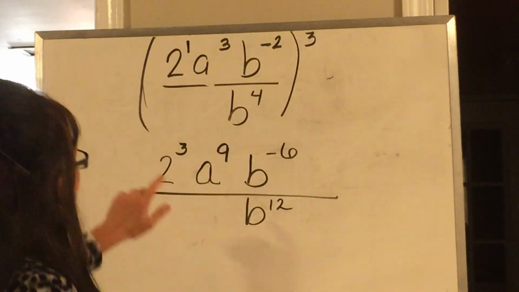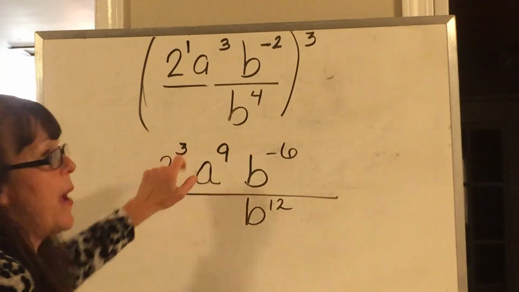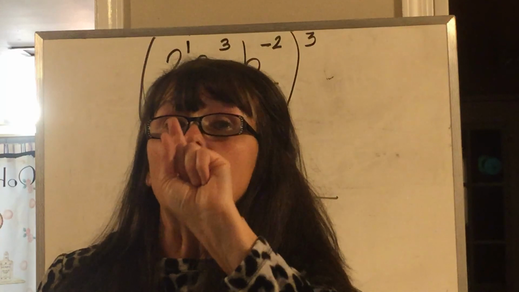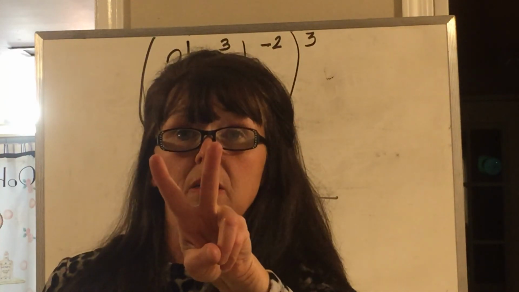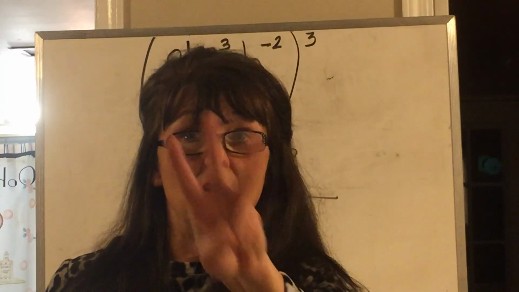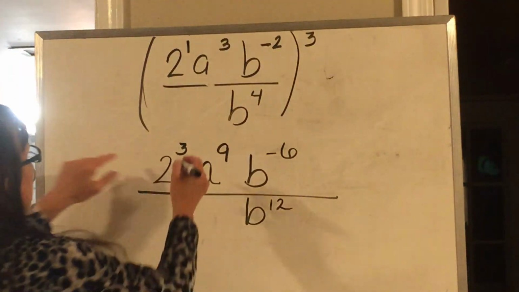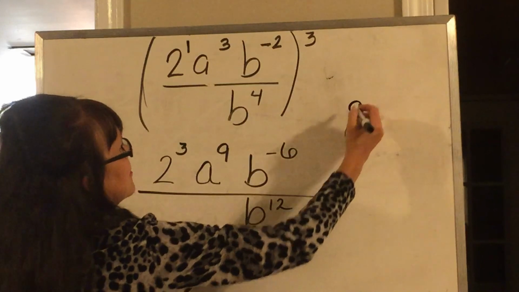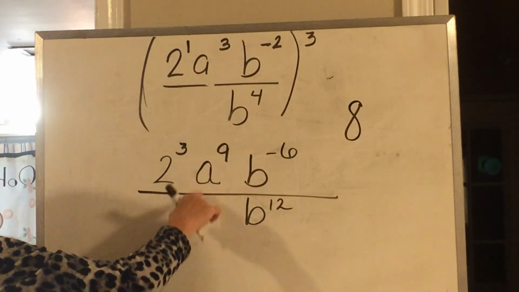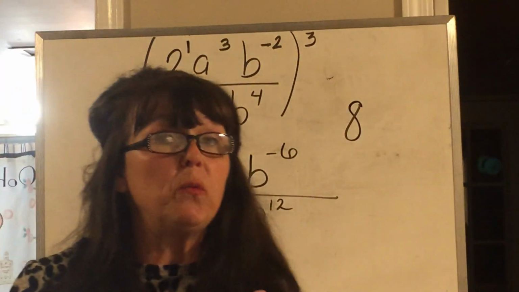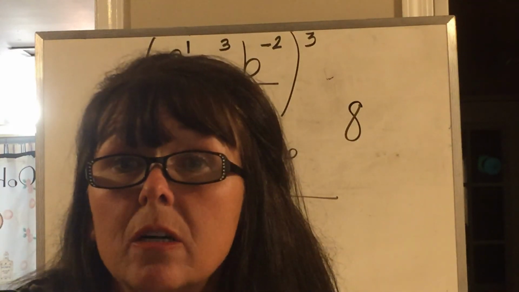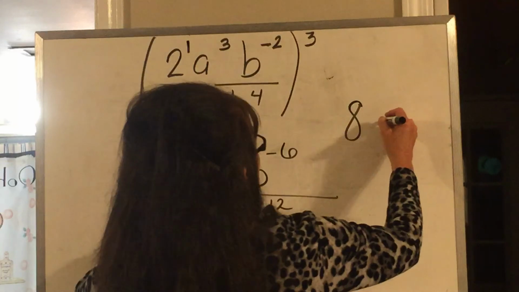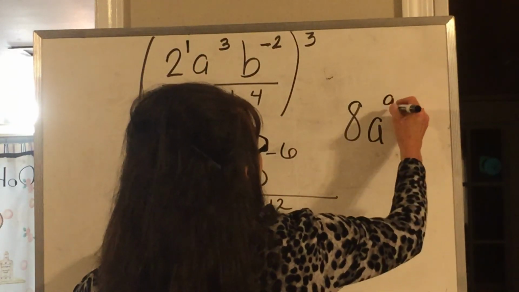Keep going. What is 2 to the third power? That's 2 times 2 times 2. Well, 2 times 2 is 4, and then 4 times 2 is 8. So this is going to reduce down to 8. There's not another a to put with that a to the 9th power. So what are you going to do? Bring it down. Keep it. Can't combine it with anything else.